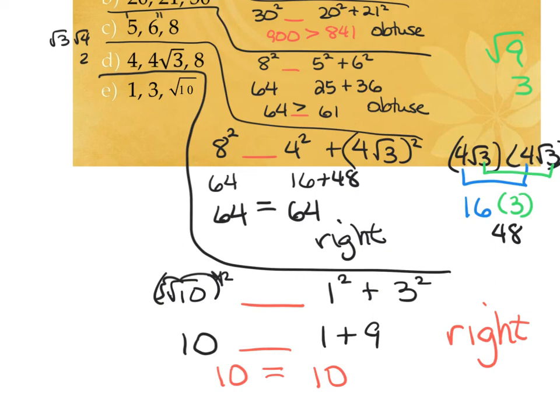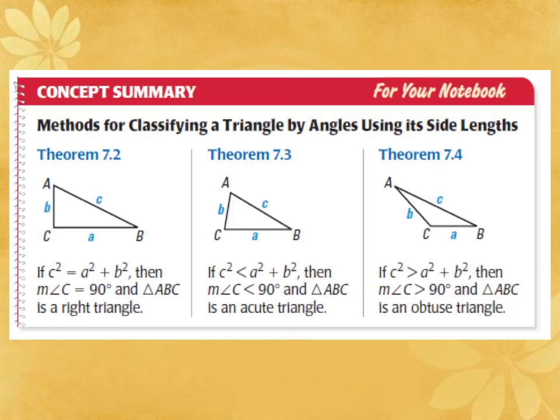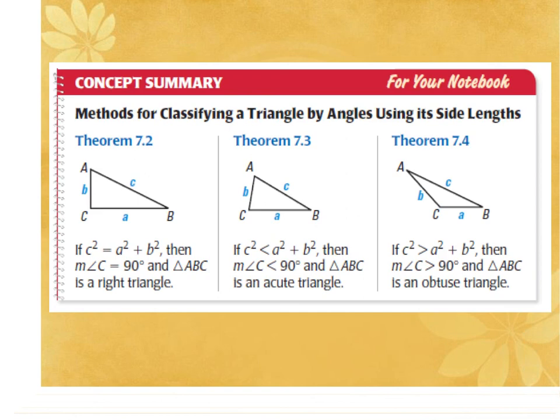The next slide just has a summary of the 3 different scenarios. So for the first one, if c squared equals a squared plus b squared, then we can see that the triangle is a right triangle. If c squared is less than a squared plus b squared, then the triangle is acute. If c squared is greater than a squared plus b squared, then the triangle is obtuse.